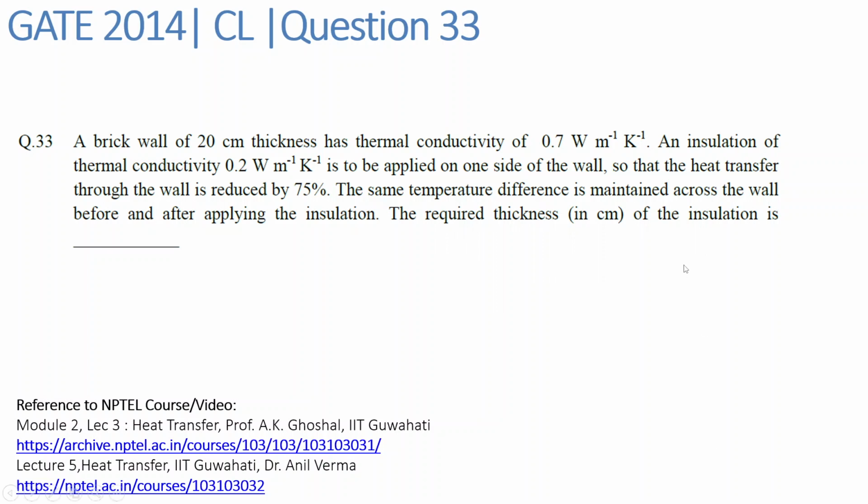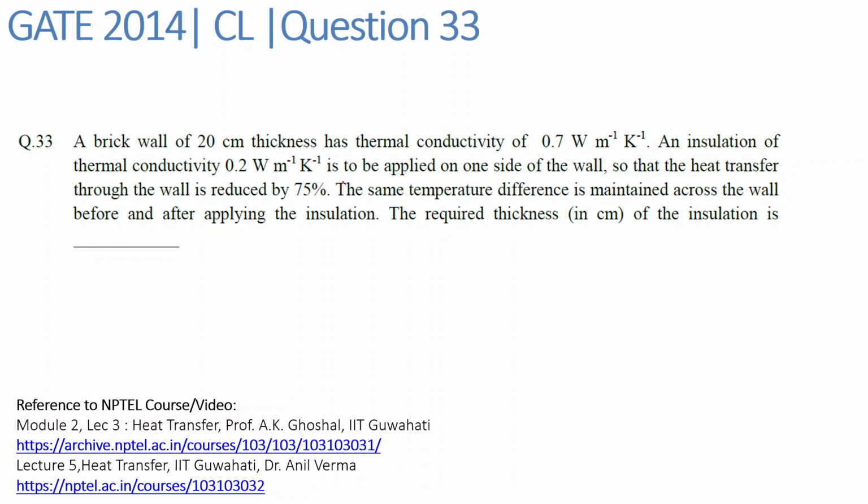Hello everyone. We are looking at question 33 of the GATE 2014 chemical engineering paper, and the question is: a brick wall of 20 centimeter thickness has thermal conductivity of 0.7 watt per meter per Kelvin. An insulation of thermal conductivity 0.2 watt per meter per Kelvin is to be applied on one side of the wall so that the heat transfer through the wall is reduced by 75%. The same temperature difference is maintained across the wall before and after applying the insulation. The required thickness of insulation in centimeter is dash.